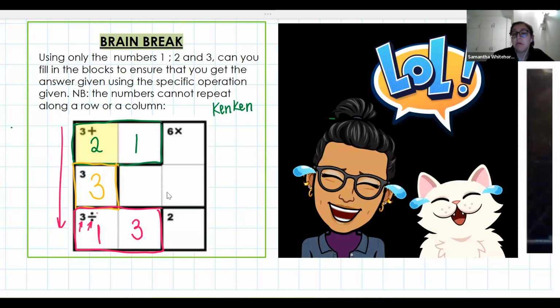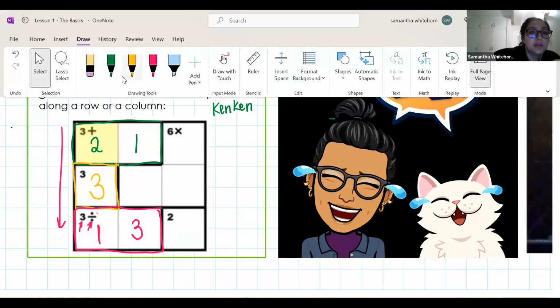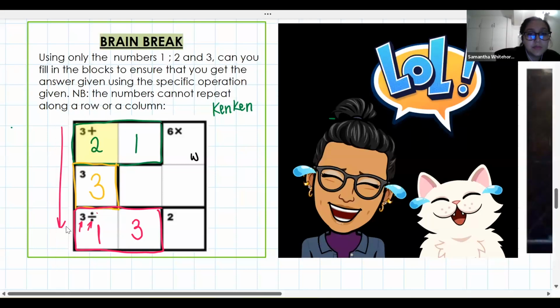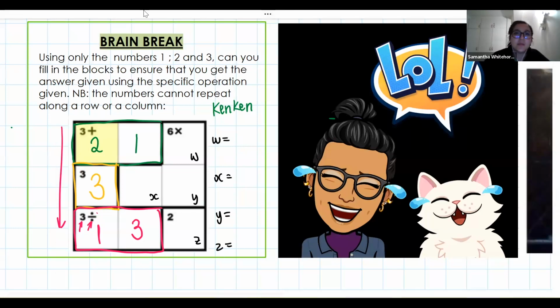So I've done more than half of it for you. I would like to see if you can get the rest of these 4 remaining blocks here. Give it a try. I'm going to label these blocks. Let's call them W, X, Y, and Z. I want the values for those letters. Let's see if we can find them. Give it a try.